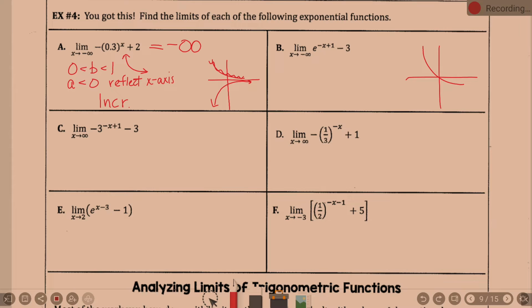So limit as x approaches negative infinity. As we go left, where's it going? Positive infinity. Okay?